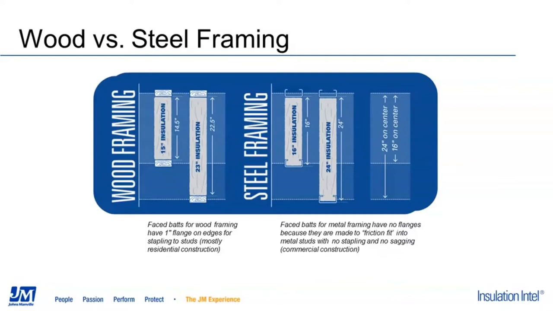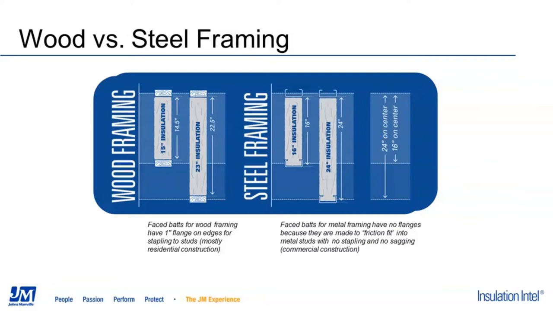Generally speaking, in your residential applications, wood-framed housing, you're going to have wall studs that are 16-inch on center. So you'll use a 15-inch bat for that that's friction fit, that fits in between the studs and doesn't require anything to hold itself in place. Additionally, in the ceiling, you have the same type of scenario with a 24-inch on center and a 23-inch insulation product.